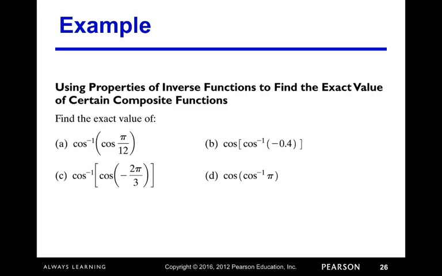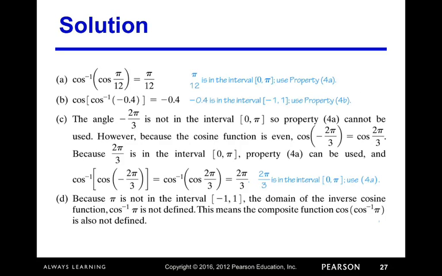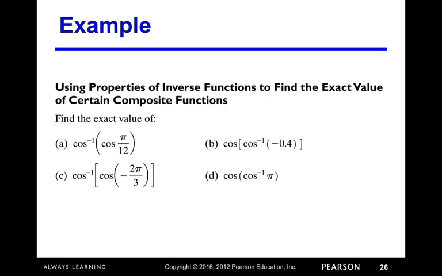Okay. B, we want the cosine of, now again, we're going to look for a number between negative 1 and 1. We want the cosine of the angle that has a cosine of negative 0.4. If the angle has a cosine of negative 0.4, that's between negative 1 and 1, so it should be negative 0.4. And it is.